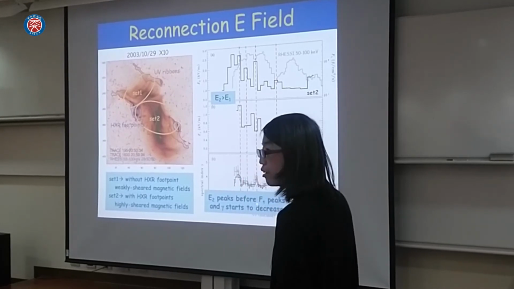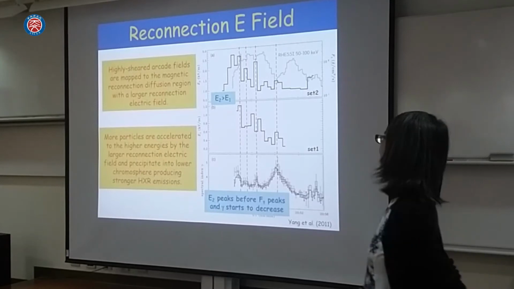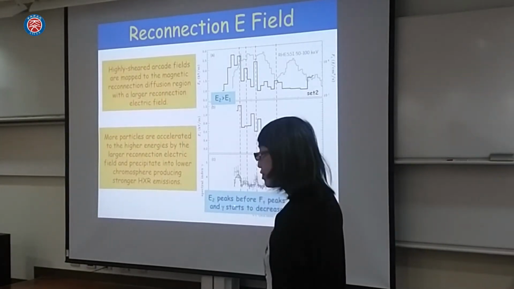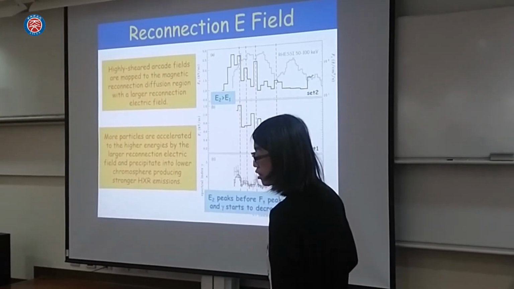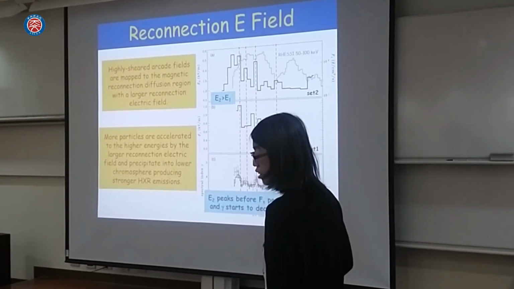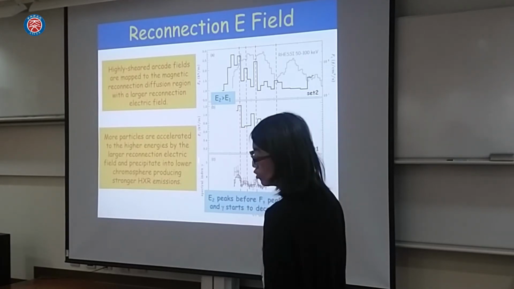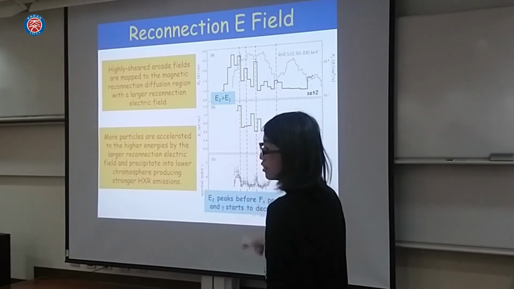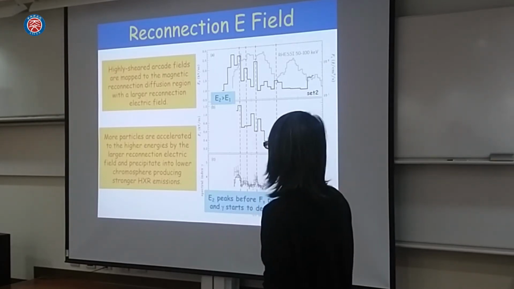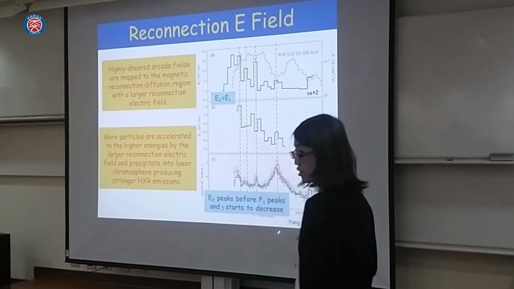What does that mean? That means more particles can be accelerated to higher energy at the highly sheared arcade field region by a larger electric field, and then produce stronger high X-ray emission at the chromosphere. This is what we got.